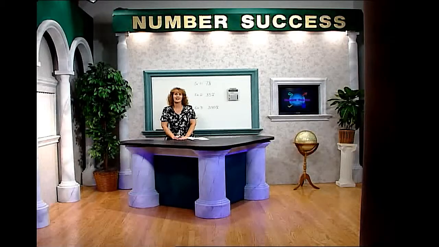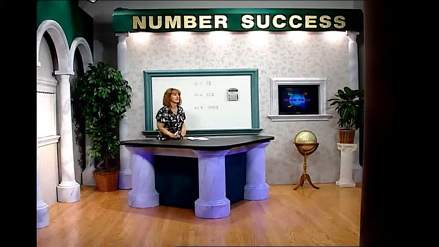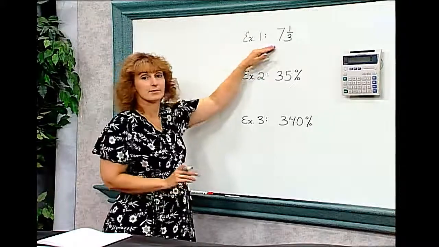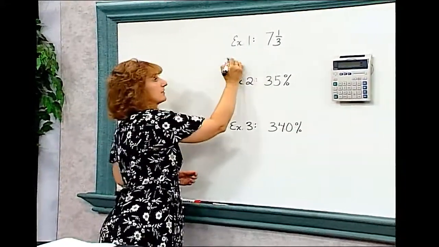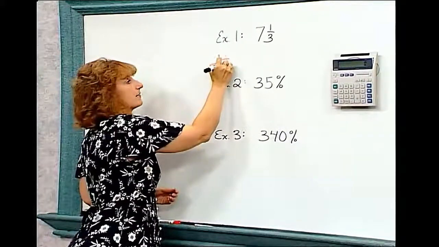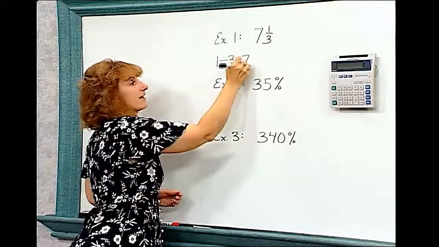Relationships between fractions, decimals, and percents. Let's start off by changing a fraction into a percent. We have the example 7 1/3. We first must make that into a decimal: 1 divided by 3 plus 7.